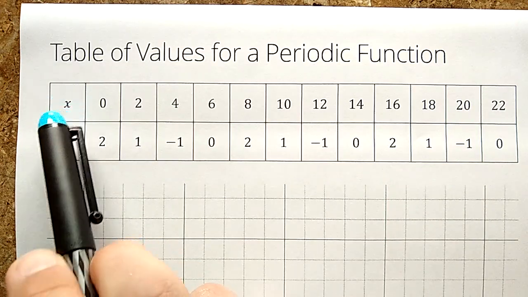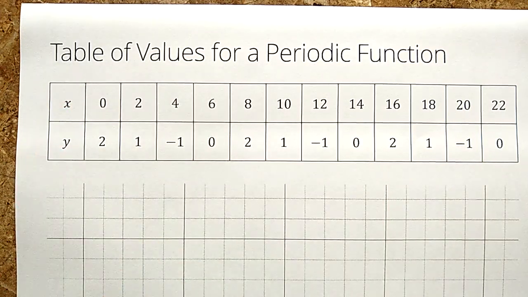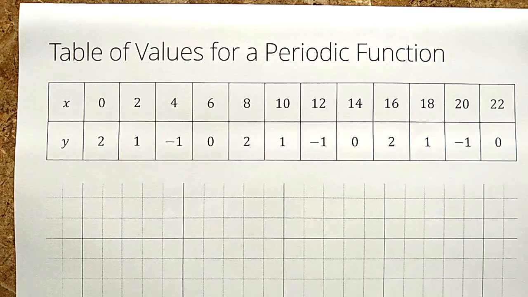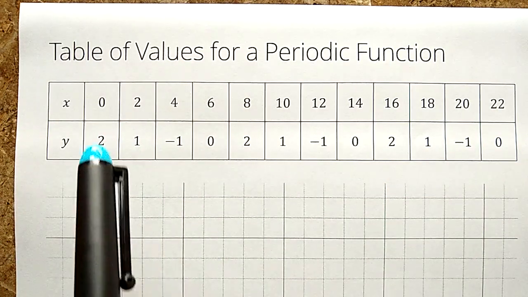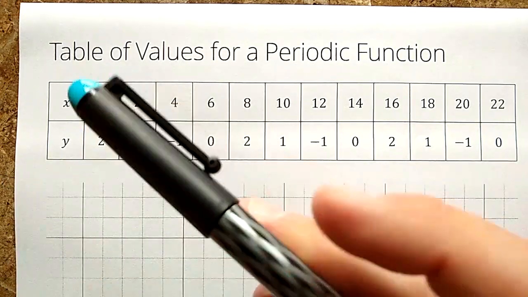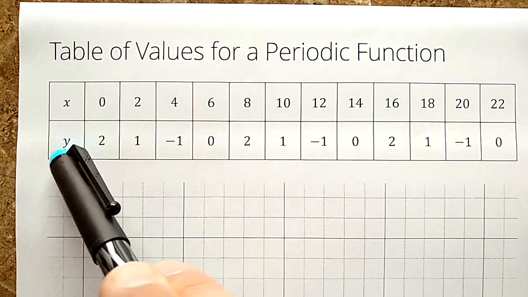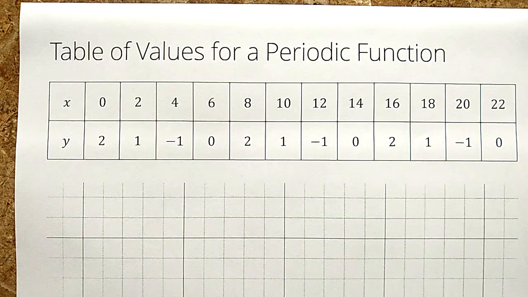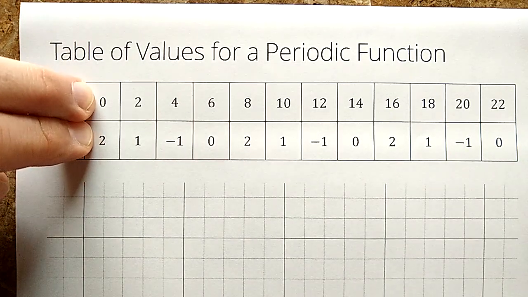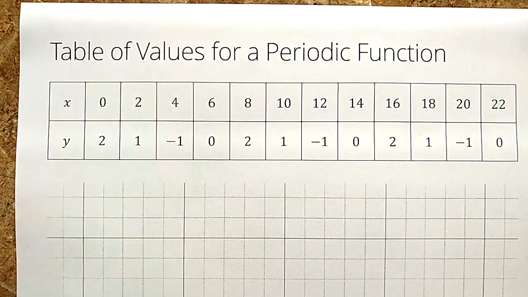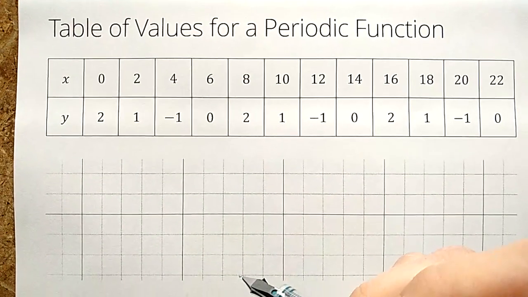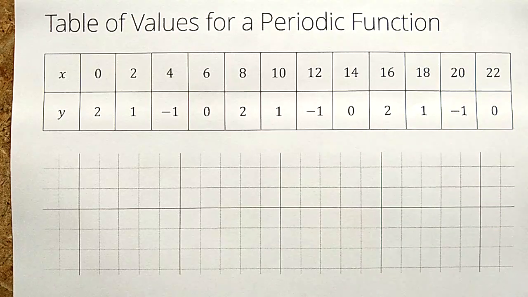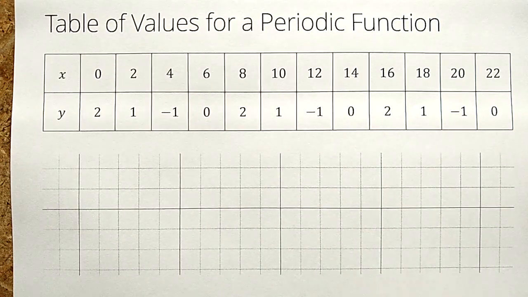You see x is on the top here, y is on the bottom. Usually we have columns, a column of x and then a column of y. But with periodic functions, because they move left and right so far, we end up kind of transposing or flipping this so that all of the x values are on the top and all the y values are on the bottom. Each of these corresponds to a point. That's the point 0, 2, 2, 1, 4, -1, and so on. So we're going to graph this to see if it is periodic, and then we'll look back at the table and do some thinking about it.